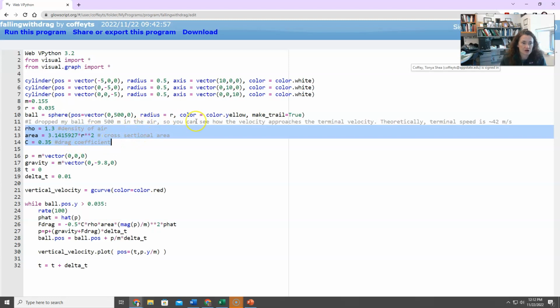So that's pi r squared, so 3.14 times r squared. And then I have my drag coefficient that was given to me in the problem as 0.35. All right, now I'm going to initialize my variables and define some of the constant forces.